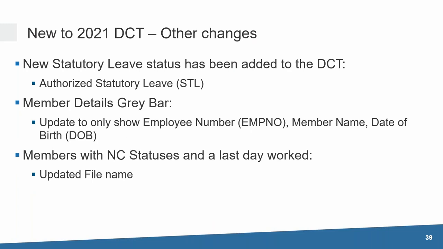This slide provides highlights of some additional DCT changes. We added a new Authorized Statutory Leave Status, STL, for you to report statutory leaves other than pregnancy parental leaves. We've updated the gray bar in the member details screen. It now only shows the member employee number, name, and date of birth.